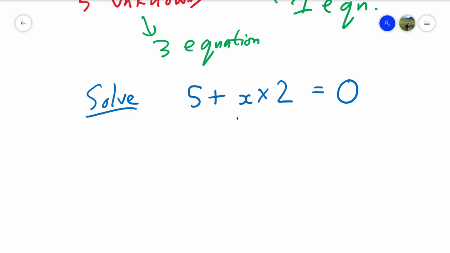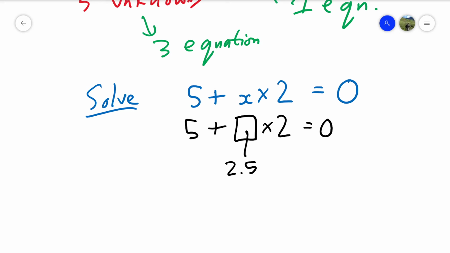Right, I'm going to solve this with a little box. Just because this is a nice, easy way just to see what the answer is. Oh, well, that must be 2.5. Wait, no, that would make 10, so it must be minus, yes, that's it, minus 2.5, because then that's 5 times minus 2.5 times 2 is minus 5, 5 minus 5 is 0.